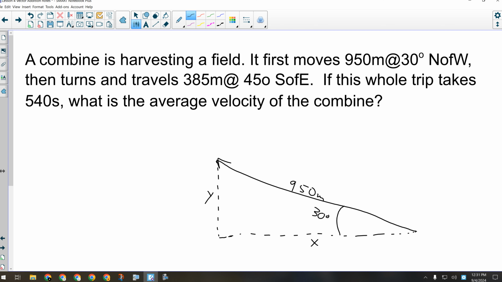Okay, second vector is 385 meters. Is that a lot shorter than the first line? It's about 1/3 as long as the first line, maybe a little more than 1/3. And it's 45 degrees south of east. So if I'm drawing an east reference line, it would look like that.